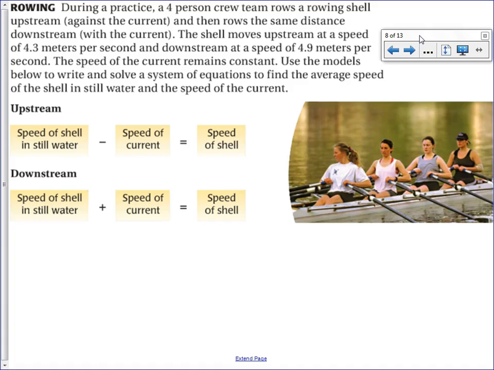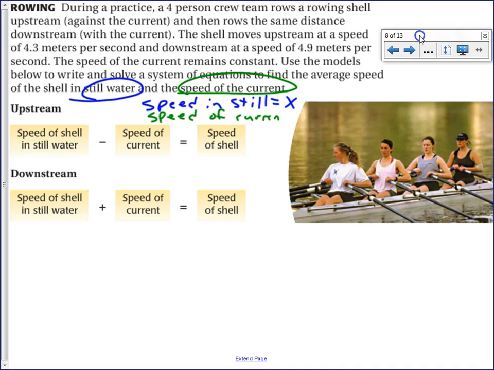So let's call the speed of the shell in still water x, and we'll call the speed of the current y. Okay, so for our equation, if we are going upstream, we are rowing, but we're going against the current. So we need to subtract the current speed.